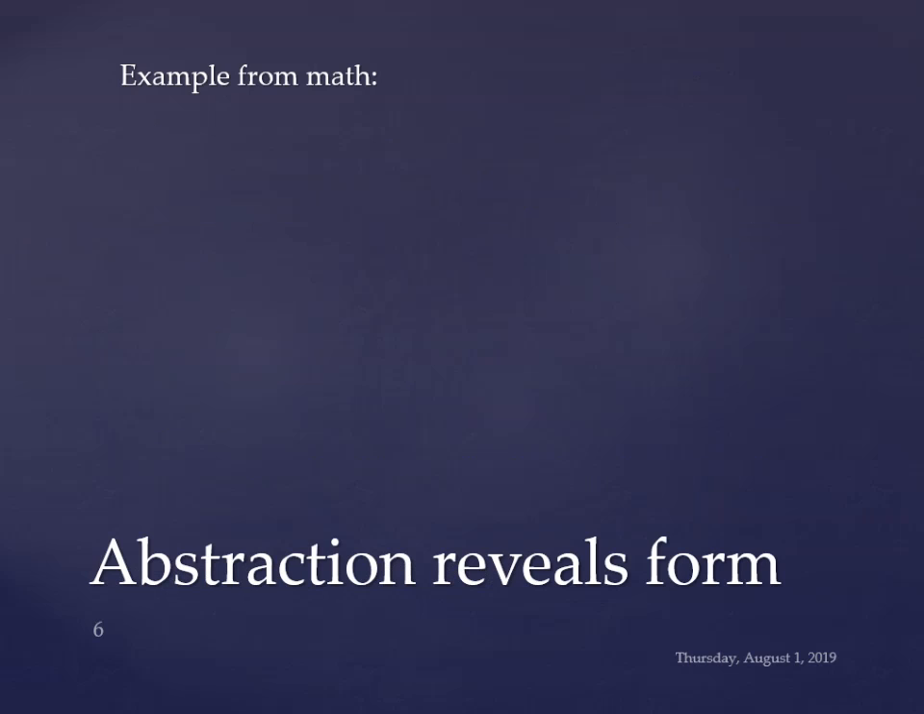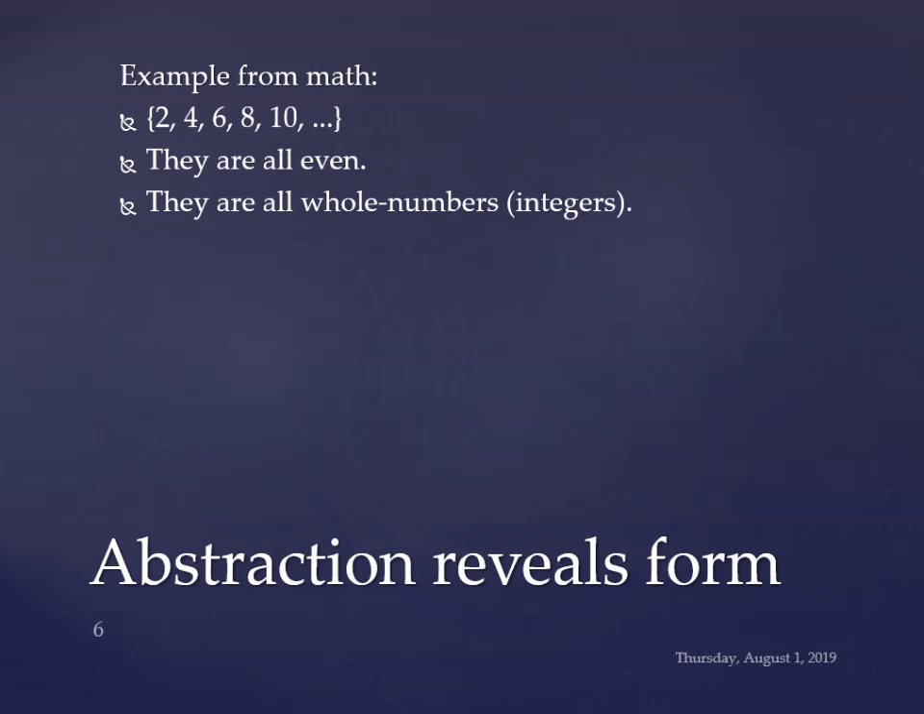And so an example here from mathematics, which you'll see immediately. What is the characteristic feature of this set of numbers? We have 2, 4, 6, 8, 10, and so on. Obviously, they are all even numbers. All right, but what does it mean to be an even number? Well, another thing you can notice about the numbers in the set is that they're all whole numbers. Okay, we don't have any decimal points anywhere, no fractions, right? They are integers.